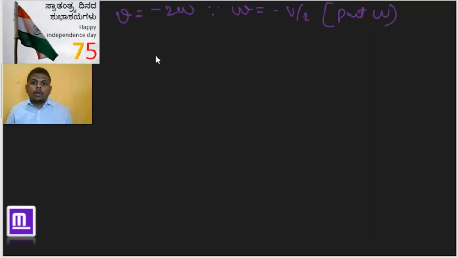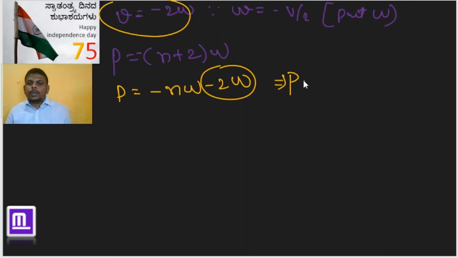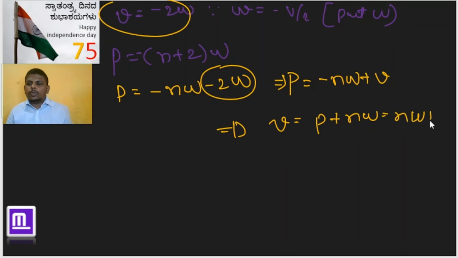So now also observe that this p is equal to minus of (n plus 2) into w, which gives you p is equal to minus of nw minus of 2w. What is minus of 2w? Minus of 2w is v here. So this implies p is equal to minus of nw plus v, which implies v is equal to p plus nw, or nw plus p. Why? These are rational numbers, we can do it.